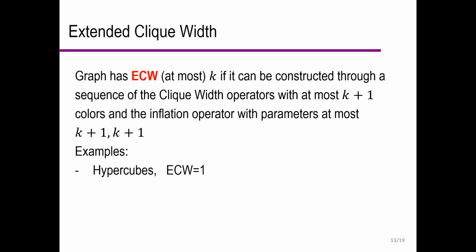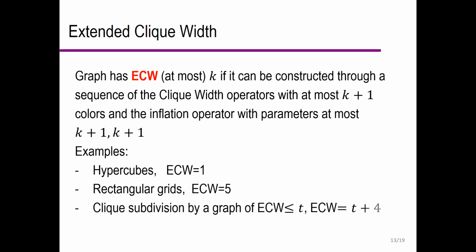Examples of graphs of small extended clique width that don't have bounded clique width include, first of all, hypercubes. The extended clique width is only 1. Rectangular grids: extended clique width is 5. Clique subdivisions by a graph of small extended clique width: such a construction increases the ECW by only 4. Clique subdivision means that we start with a clique, say these are vertices of the clique, and replace every edge with the same graph from a family of bounded extended clique width.